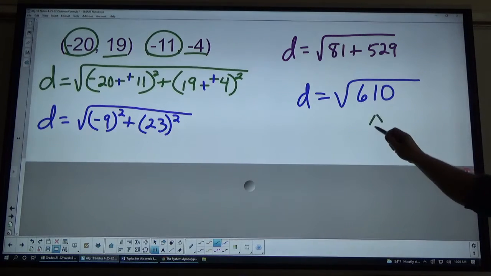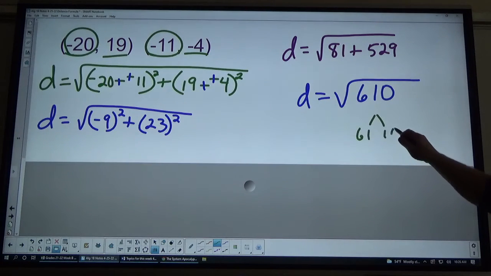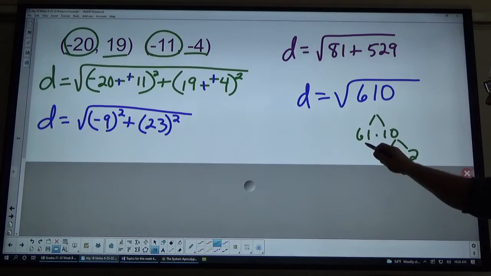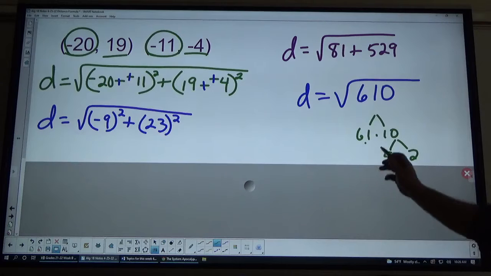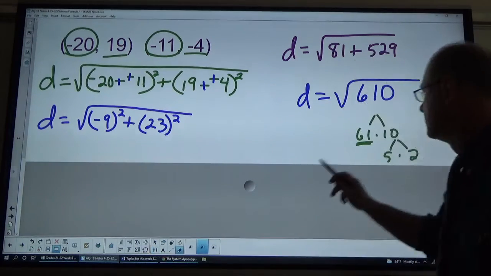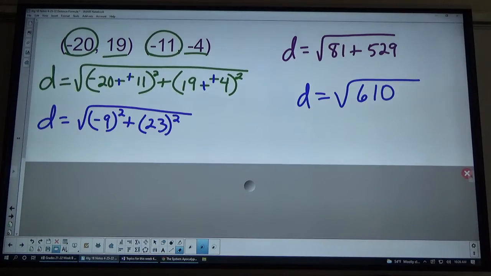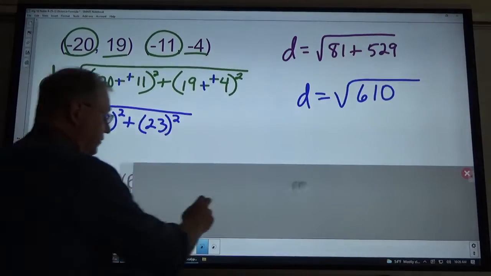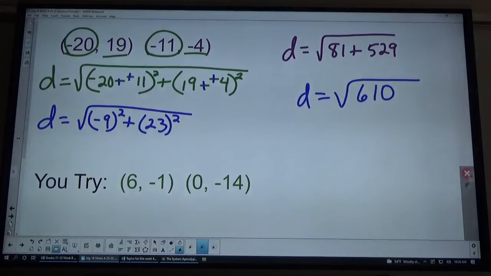Well, yes, 61 and 10, 5 and 2, but it turns out that doesn't break apart. That's stuck there. So there's no pairs, so there's no simplification. So we just leave it as square root of 610. So go ahead and give this one a try. You should get similar results where it doesn't break apart.